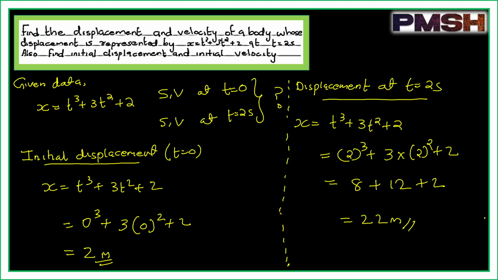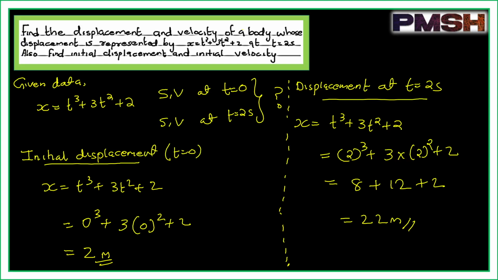You are given the expression for displacement and they ask you about velocity. So what is the theory you have to remember? Velocity is the first derivative of displacement, right? So we can say velocity is the first derivative of displacement, that is dx/dt. So what is your x? Your x is t^3 + 3t^2 + 2. Am I right? Let me verify. Yes.